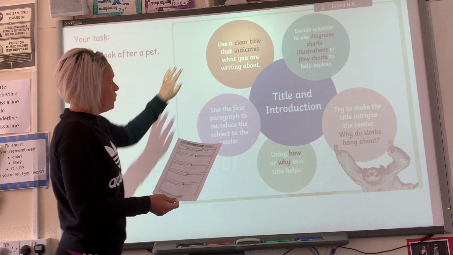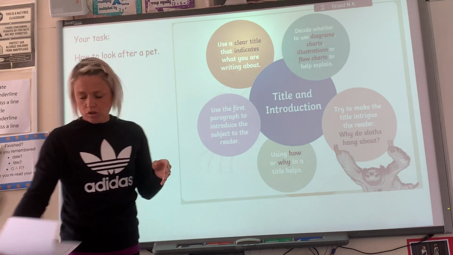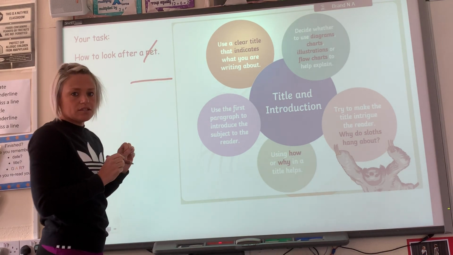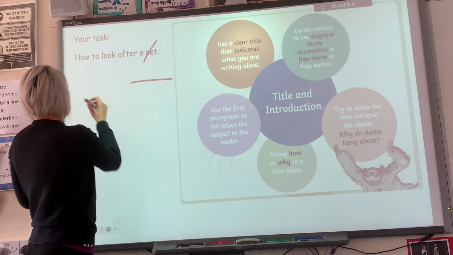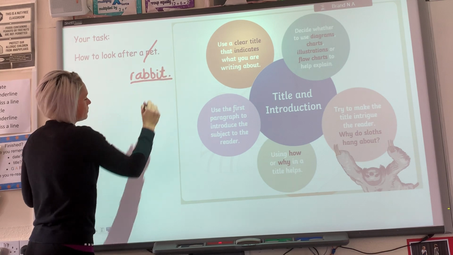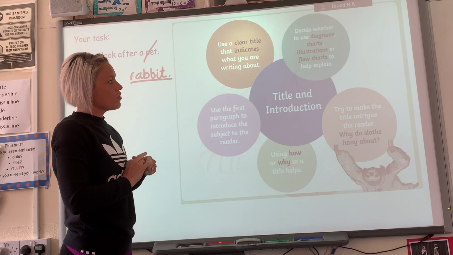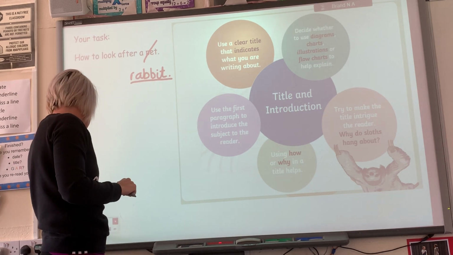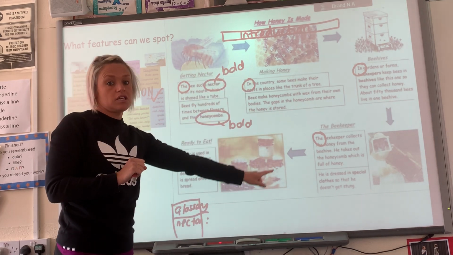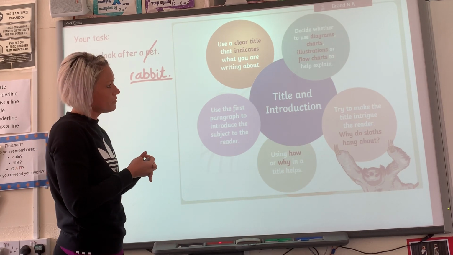So use a clear title that indicates what you are writing about. So like I said, you don't want "pet" anymore. Okay, you will get rid of that and you'll replace it with whatever pet it is that you choose. Okay, so you might choose how to look after a rabbit. Then it says decide whether to use diagrams, charts, illustrations or flow charts to help explain. So this one is more of a flow chart because the arrows are showing us the direction in which the information is flowing. You can choose how you want to set it out.